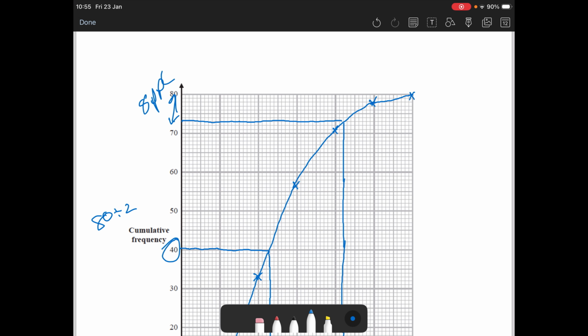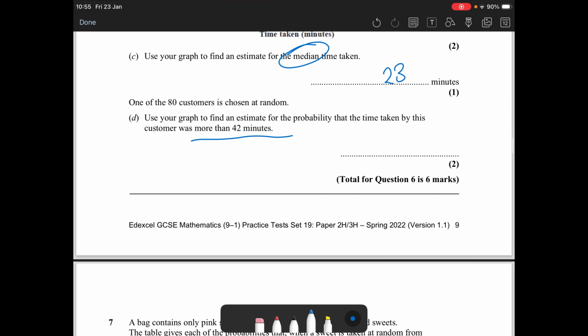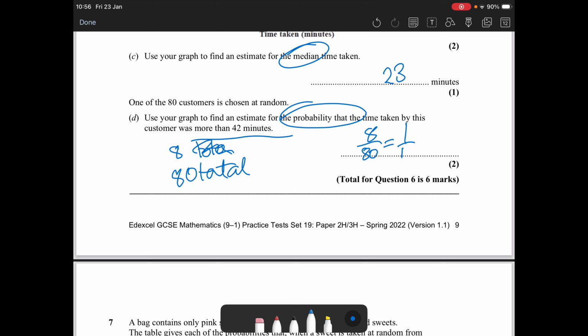Right. Now, the question is not 8 if we get too excited. There's 8 people more than 42 minutes, but there's 80 in total. So we need to write that as a fraction, 8 over 80, which simplifies to 1/10 or 0.1. Okay, they would accept any of these. The mark scheme I'm looking at says 8 over 80, so they don't even care if you don't simplify it because they don't ask for it, but always good practice if you do.